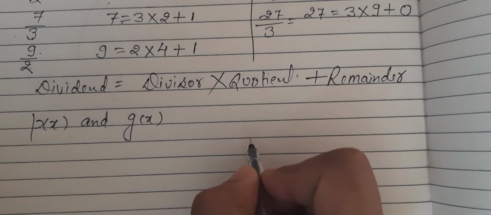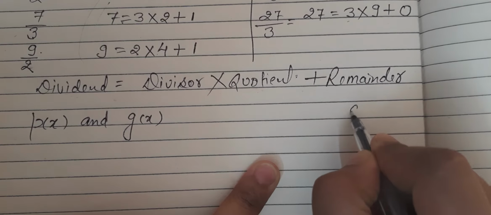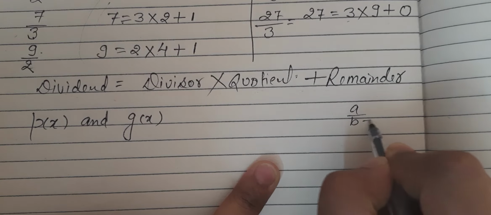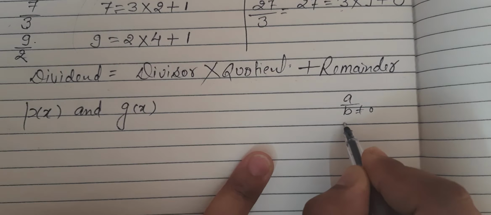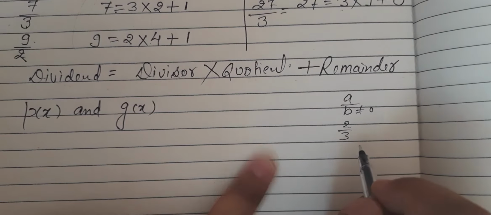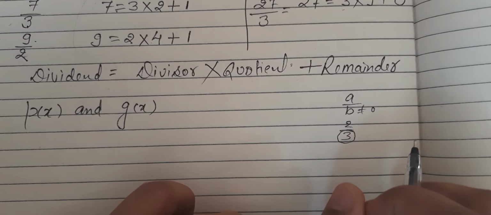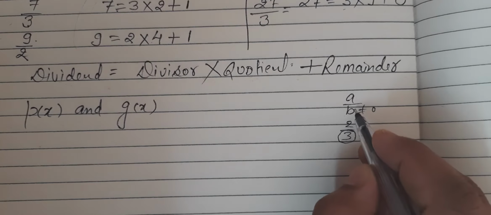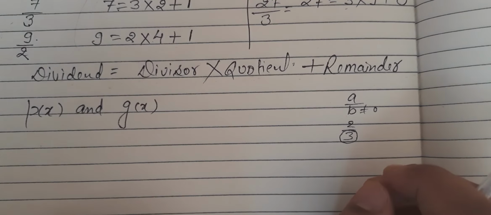be careful, in the first chapter we discussed that if you write a upon b, then this denominator should not be equal to 0. We simply write 2 by 3 because we are sure that this 3 is not 0. But if we write in terms of a variable, then we need to mention that the denominator is not 0.